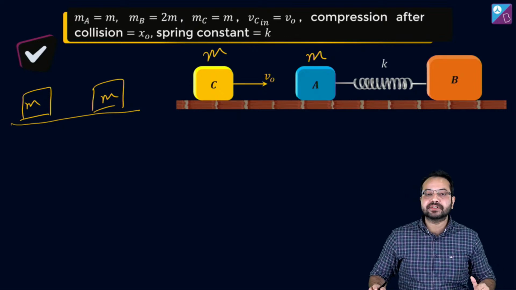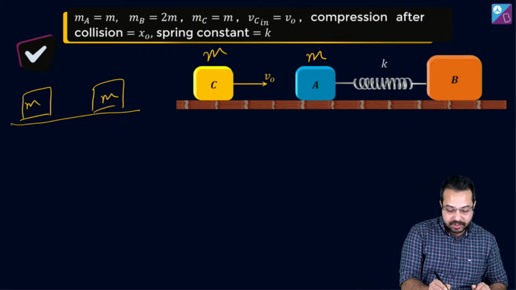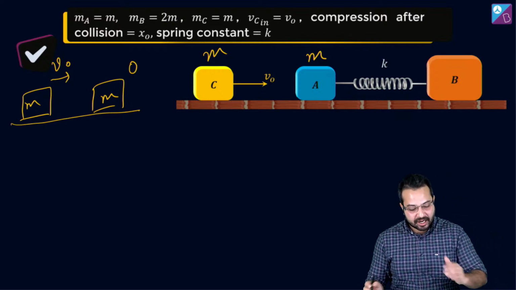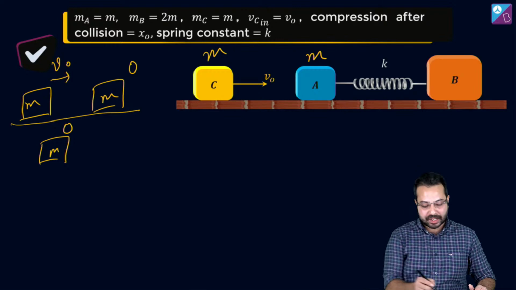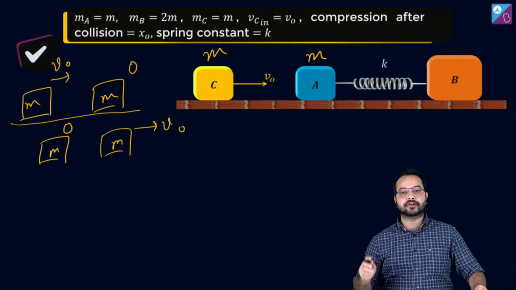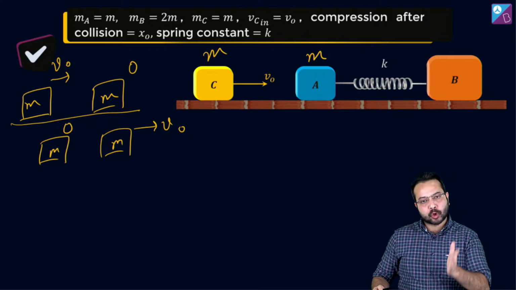Then in that case, what happens? The velocities are exchanged. Meaning, if this has a velocity v naught and this has a velocity 0, then after the collision, this block will come to rest, and this block will move with the velocity of v naught. Is that correct?